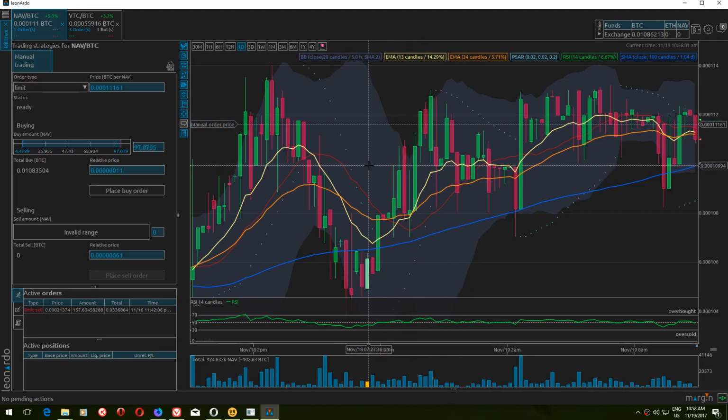And the way I use it is that if the smallest moving average, so the 13 candles, is below the 34 candles, then it's a signal to buy. So it indicates to me that it's a buying sign. And if it's above the 34 candle line, then it's a sign to sell. So again, this would help me here.